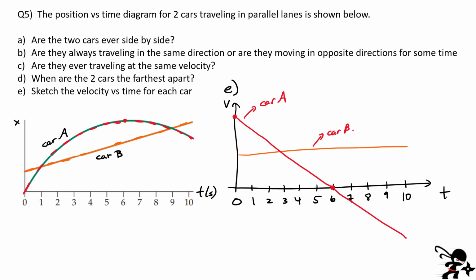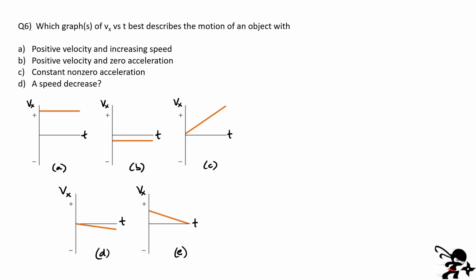All right, great. Let's go to the next question. For question 6, we have which graphs of Vx versus t best describe the motion of an object? The first question says we want a positive velocity and an increasing speed. All right, so we want it to increase. We're given velocity versus time. So if we want the speed to increase, there better be some kind of slope. So it can't be A or B. Now we want the speed to increase. So look at this one.